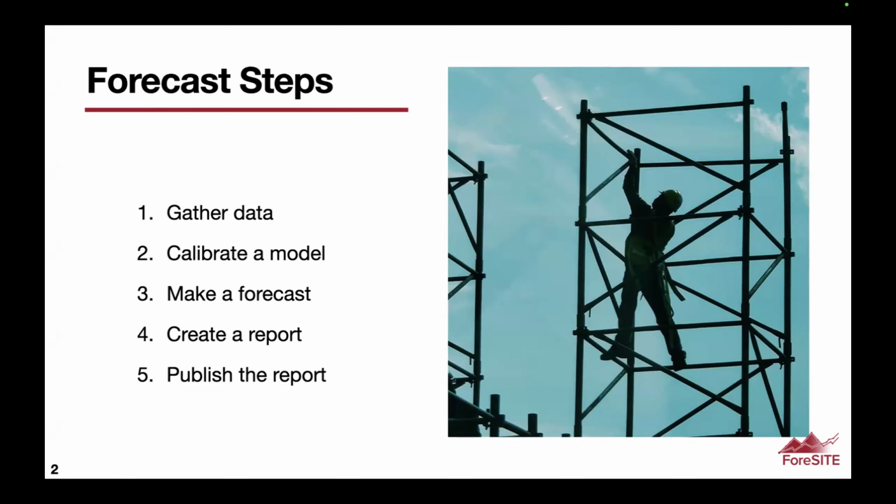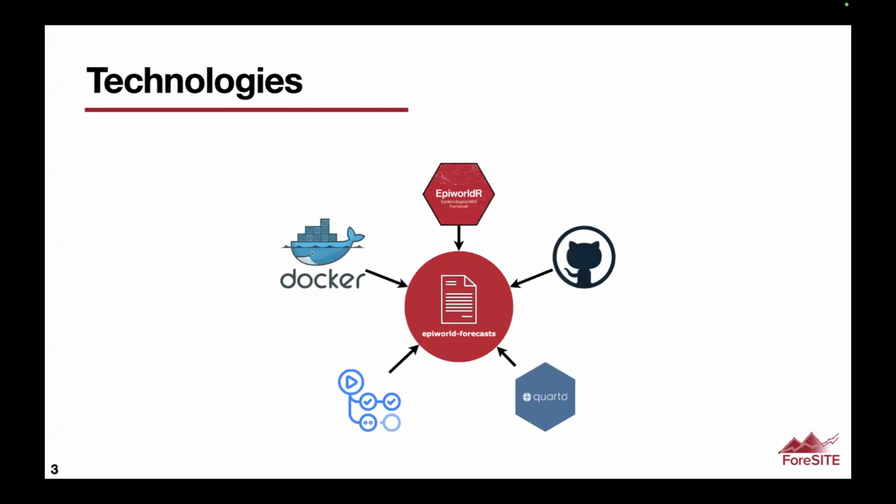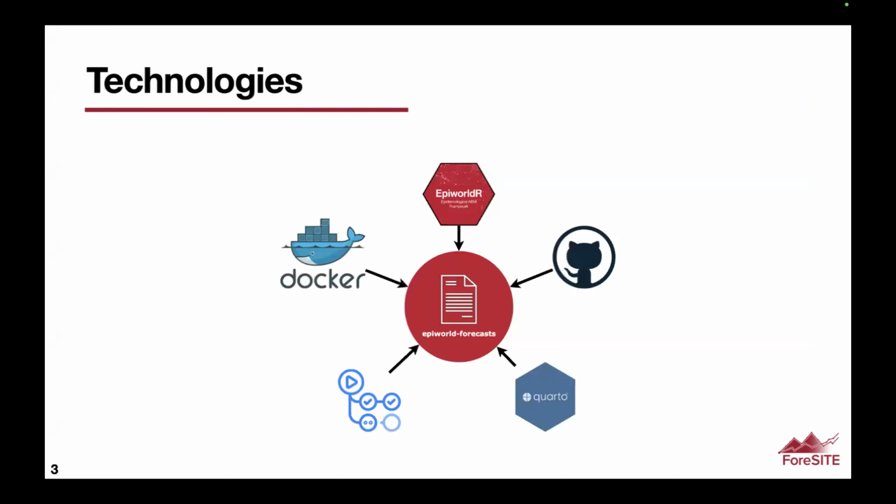when you're building a forecast, these are typical steps that you're going to follow. You've got to gather some data to use as a basis to calibrate a model. Then you use those calibrated models to make your forecast, to predict what you think will come. And then you'll create some sort of report, maybe draw some figures, and publish that somewhere. What epiworld-forecasts is trying to do is provide you some scaffolding to automate these steps, so that you can do these things without having to run them yourself every single time. You build it once and then it runs automatically for you.